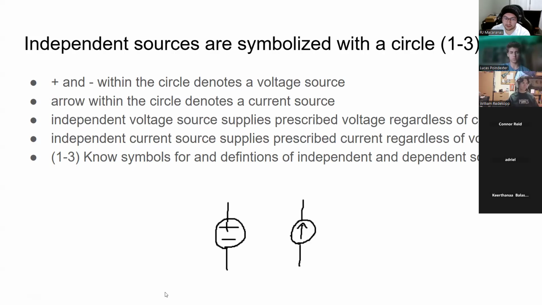Oh, and here are my very professionally drawn Microsoft Paint pictures of these independent sources. A voltage source here on the left will have a plus and a minus terminal, and then the current source will have an arrow. This independent voltage source will supply whatever voltage is prescribed, regardless of how much current is going through it. And the independent current source will supply the prescribed amount of current. Like I said, this is a gross abstraction. These do not exist in nature, but it makes our lives easy.